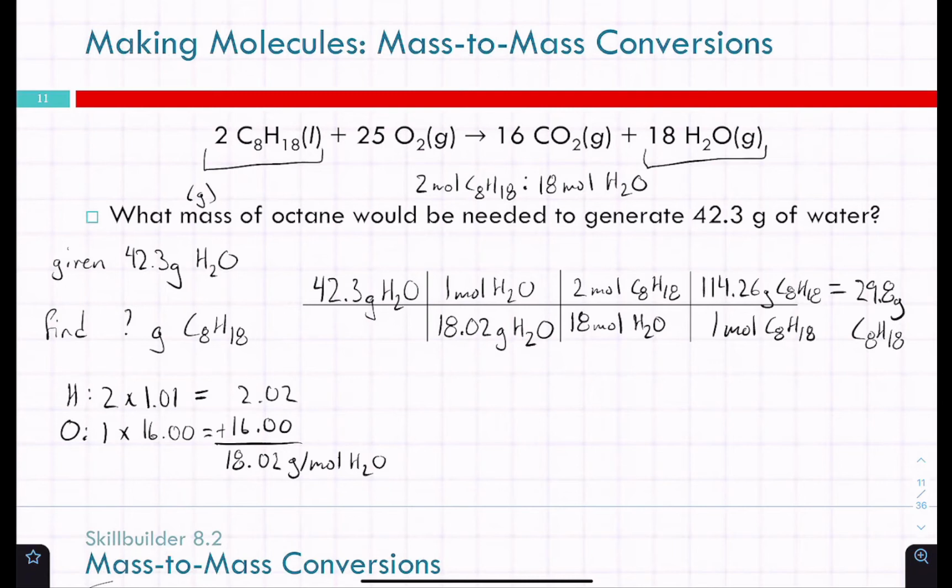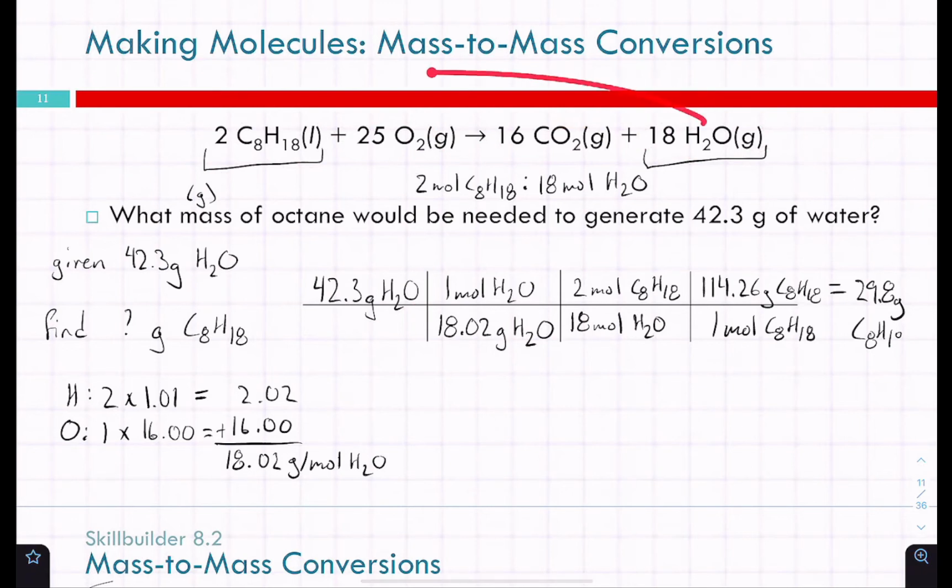We could do this for every single part of this reaction. And I think for me this is the really cool part of stoichiometry, because all of these things are linked together, right? We need a certain amount of oxygen to react with a certain amount of octane, and that's always going to produce the same ratio of carbon dioxide and water. So if we know this 42.3 grams of water gets produced, we could calculate how much CO2 also gets produced.